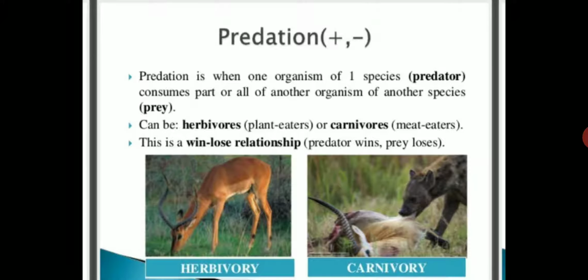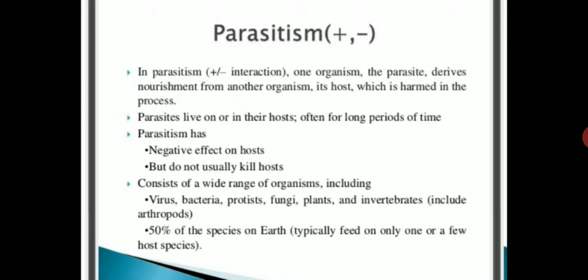Predation is when one organism called predator consumes part or all of another organism of another species called prey. Parasitism is when one organism called parasite derives nourishment from another organism called its host, which is harmed in the process. Parasite lives on or in the body but does not usually kill the host.